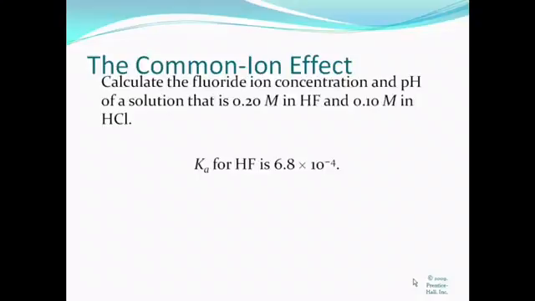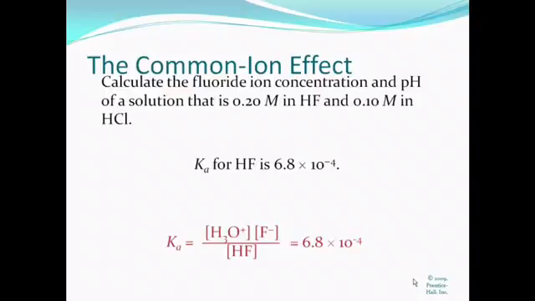The common ion effect is very simple to explain, but it's hard to actually do the math, so I really wanted to concentrate on that right now. I gave you a quick sample problem. It says, calculate the fluoride ion concentration and the pH of a solution that is 0.2 molar in HF and 0.1 molar in HCl. Which one of those is a strong acid and which is a weak acid? I hope by now you've got that memorized from Chapter 4. I really need you to commit to memory all of the strong acids and weak acids, and strong bases and weak bases.